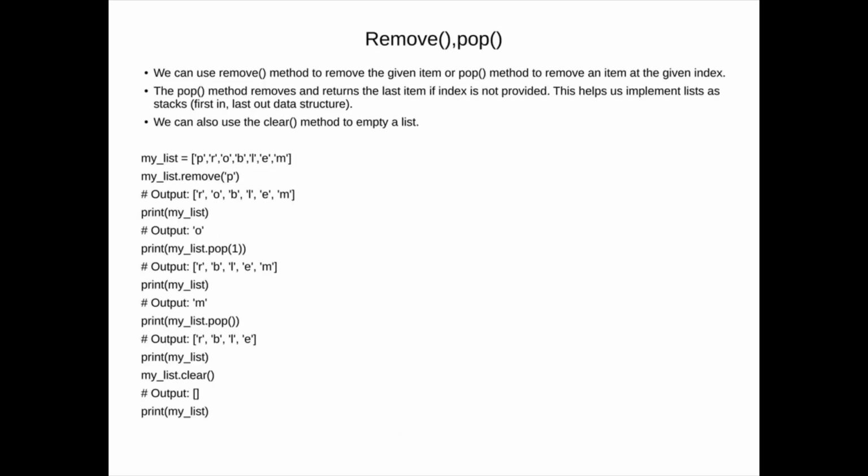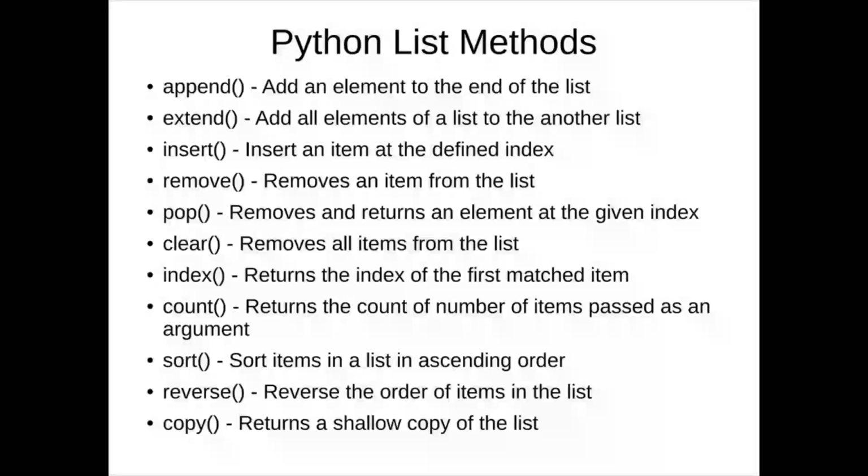Next, remove or pop. We can use the remove method to remove the given item, or the pop method to remove an item at the given index. The pop method returns the last element if the index is not provided. It helps to implement the stack, a first in, last out data structure. We can use the clear method to empty the list. This is the example for remove and pop methods. Remove is used to remove the item, and pop works by first in, last out, the data structure concept.